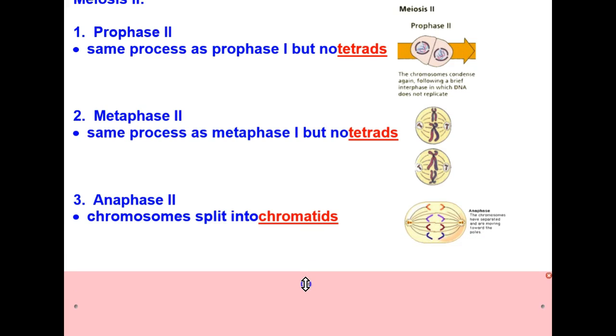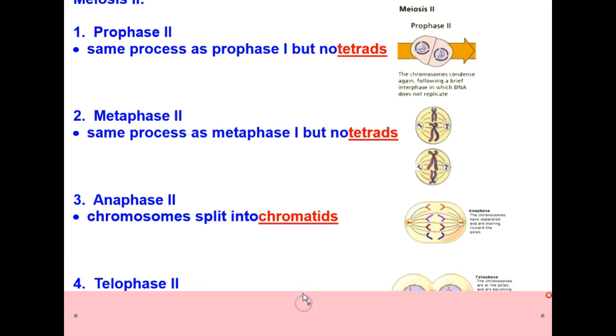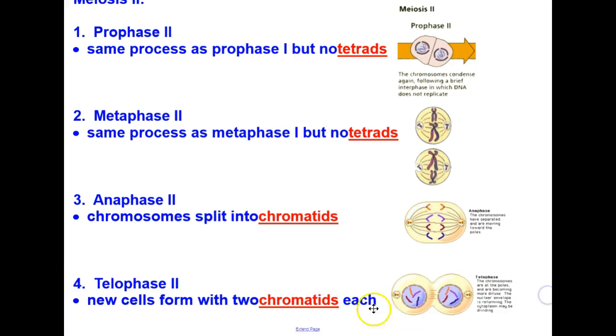And telophase 2, some nice diagrams here to go with this. New cells form with 2 chromatids each. Okay, so each of them has a chromatid from the split chromosome. Well, let's do the math here. If each cell now splits into 2, what do we end up with? And of course, we end up with 4 new cells, 4 new haploid cells altogether.